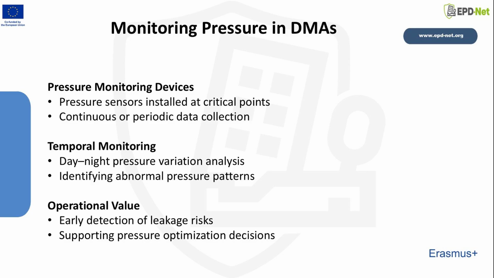Temporal monitoring allows utilities to analyze pressure variations throughout the day and night. For example, unusually high pressure during low demand periods or unexpected pressure drops during normal operation can indicate potential problems such as leaks or malfunctioning control devices.